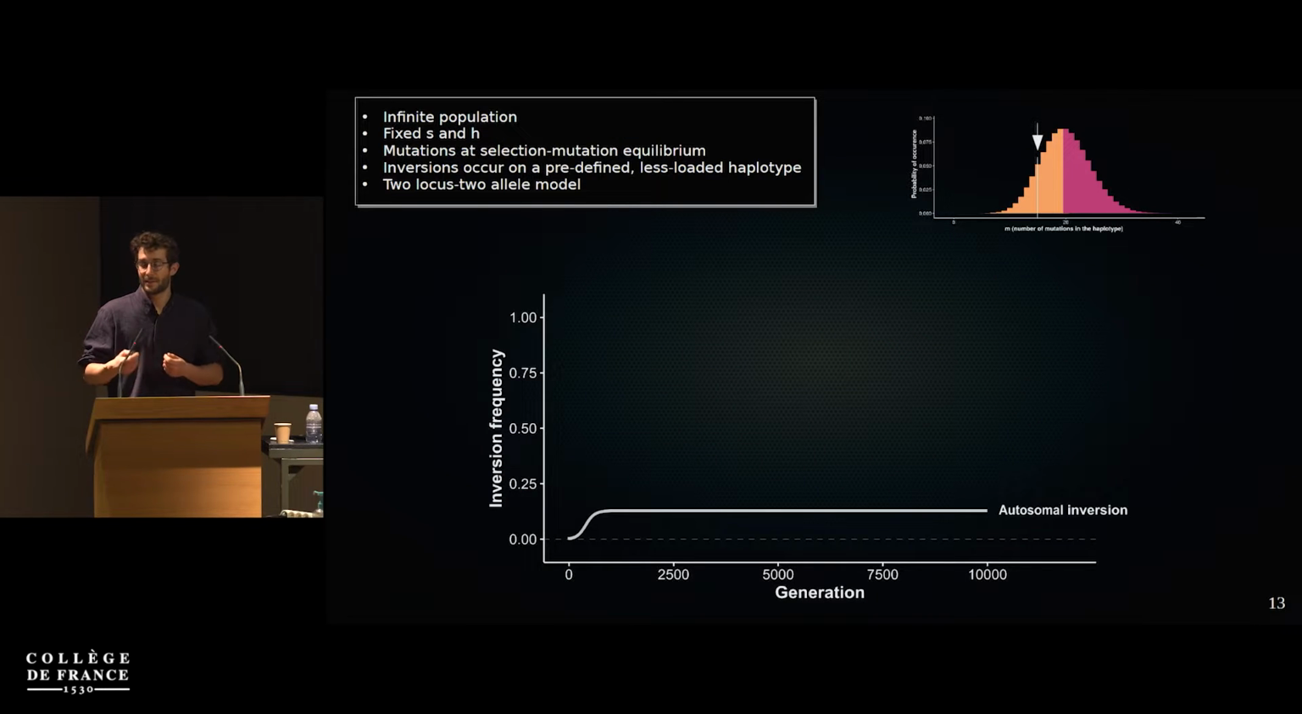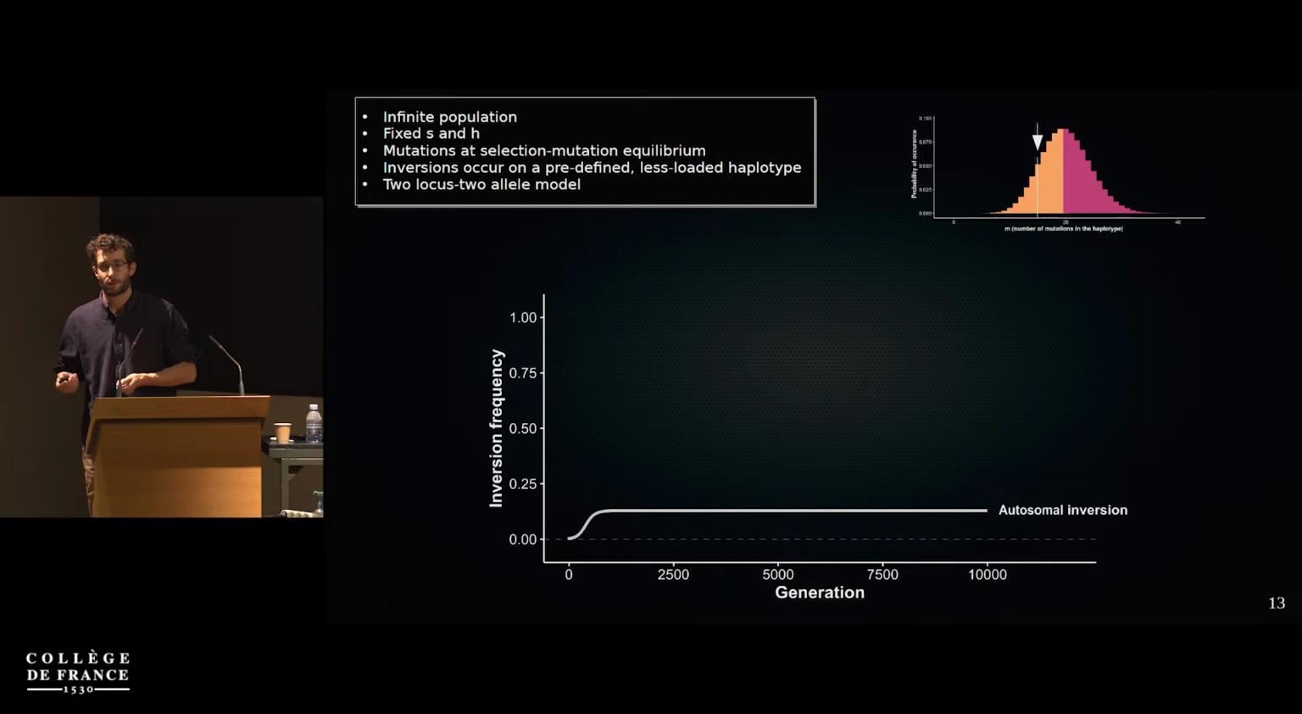We can easily verify this with a simple two-locus, two-allele model in infinite populations. In this population, we introduce an inversion with fewer mutations on average, for instance, 10 mutations instead of 20, and we track the frequency of this inversion during 10,000 generations. What we can see is that this inversion with fewer mutations on average initially increased in frequency, but rapidly stabilized at a low frequency due to this homozygous disadvantage.